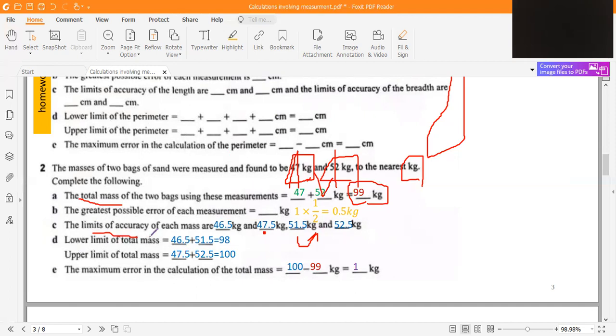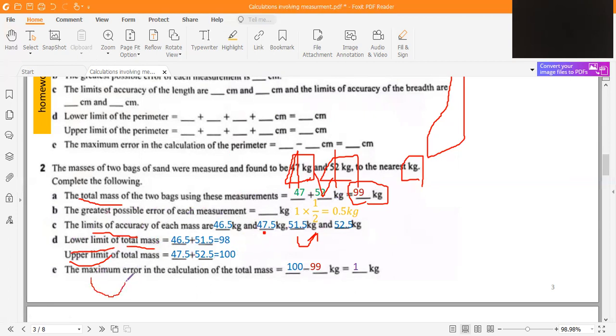So the lower limit of the total mass is the lower limit of the first bag plus the lower limit of the second bag, which gives 98. For the upper limit, we add the upper limit of the first bag to the upper limit of the second bag to obtain 100.